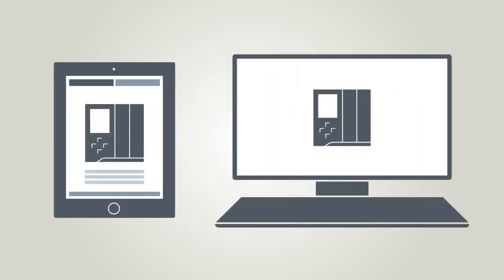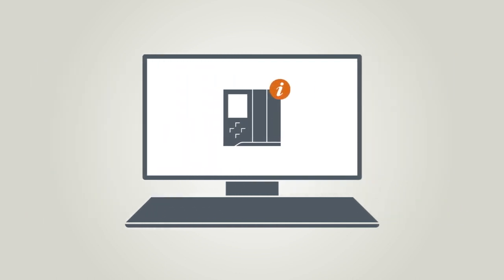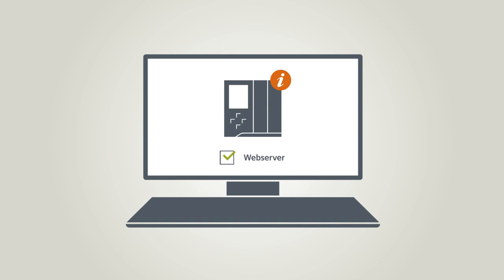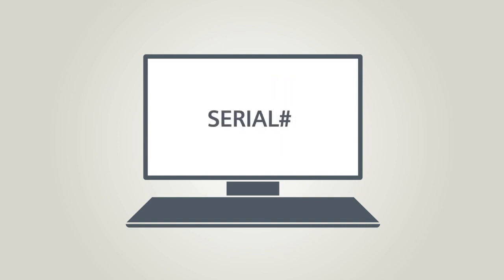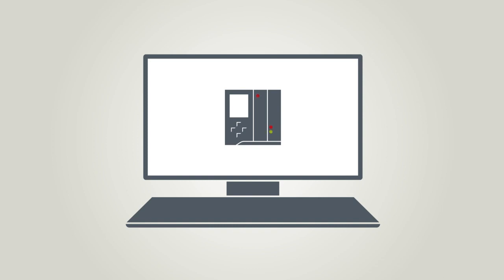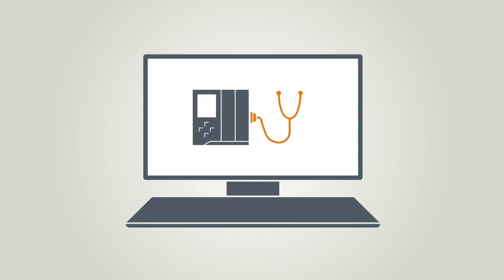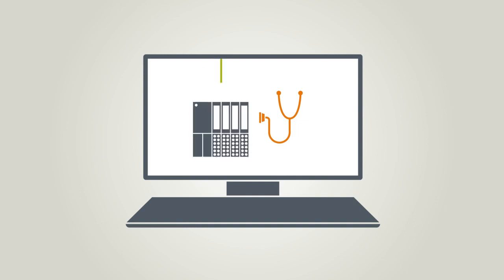How about if, for example, you wanted to call up the status of a controller? All you need to do is activate the web server in the TIA portal. Now you can see the firmware and the serial numbers. Access the SD card, view the controller's LED status, and use the controller's diagnostic function, including all components.